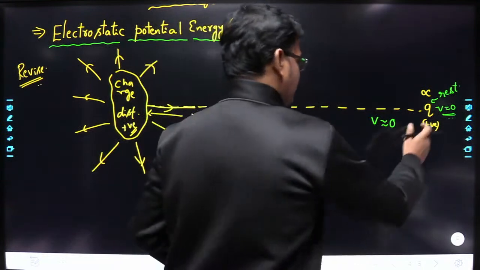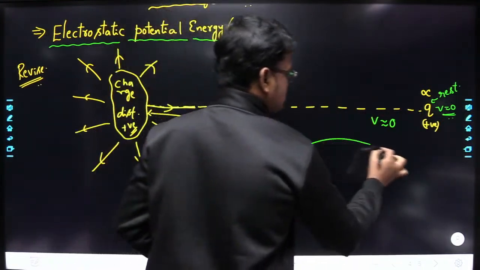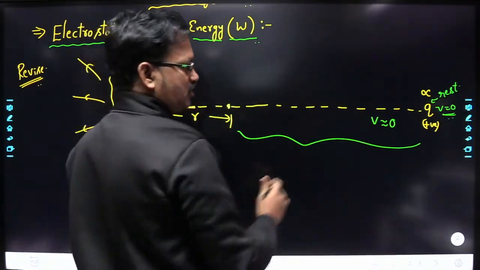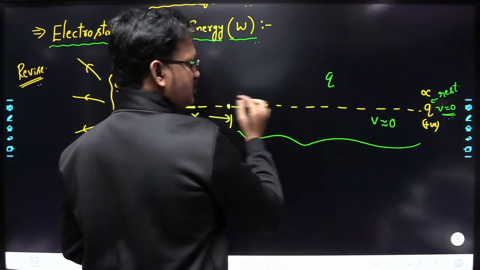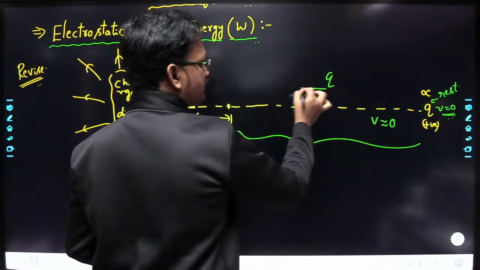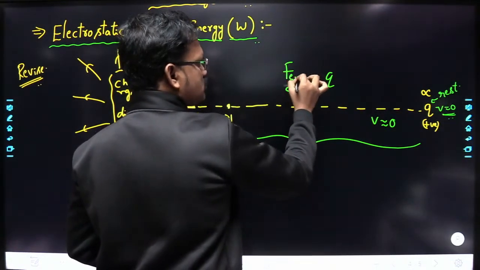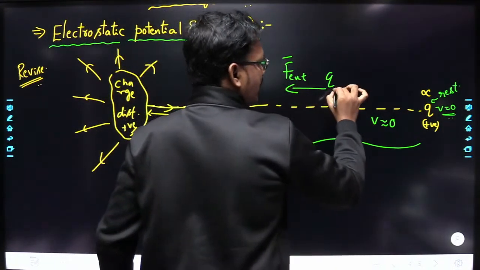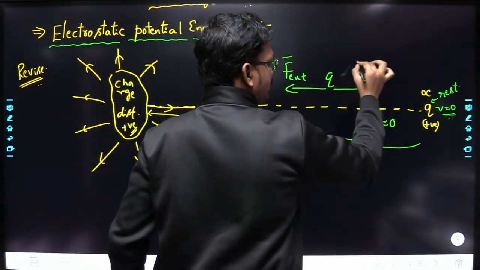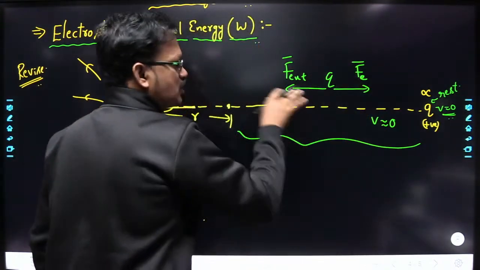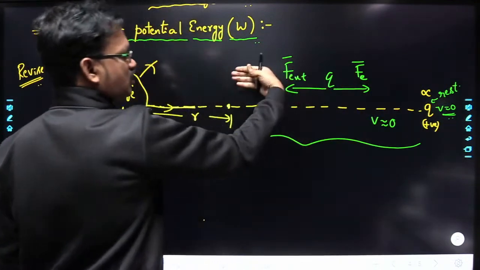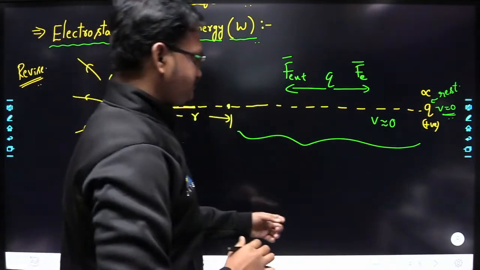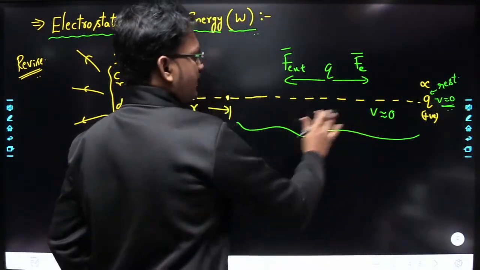Throughout this process, I am trying to bring this charge into this field region. While bringing this charge into this field region, I have to apply a force in this direction, and the electric field force is acting in this direction. So against this field force, I have to apply an external force in this direction. Understood? Okay.